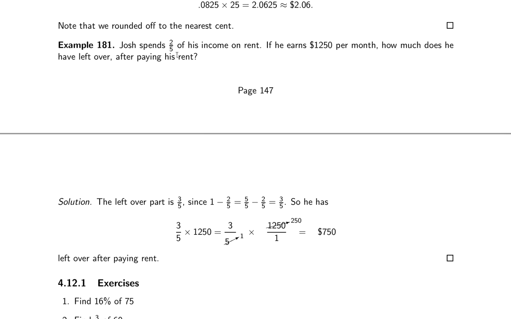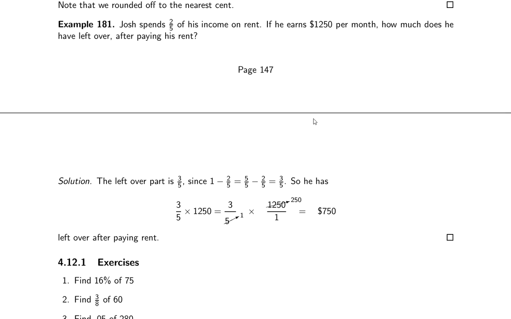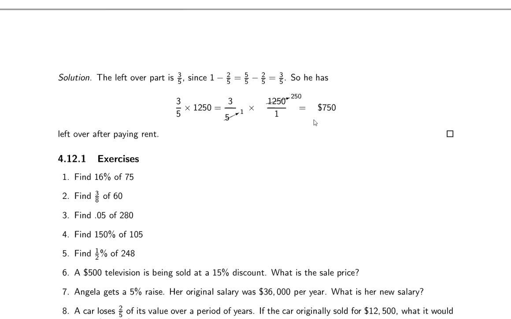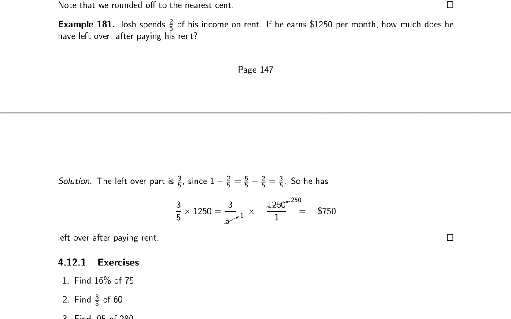Okay, so again, fraction parts of numbers, you're just multiplying either decimals or fractions. And if you're multiplying fractions, then it's good to remember pre-canceling just to make the numbers smaller. All right, so that's it for chapter 4.